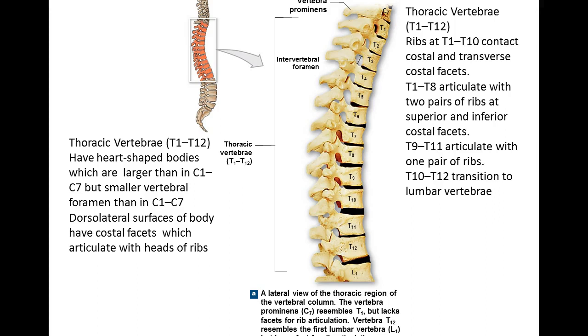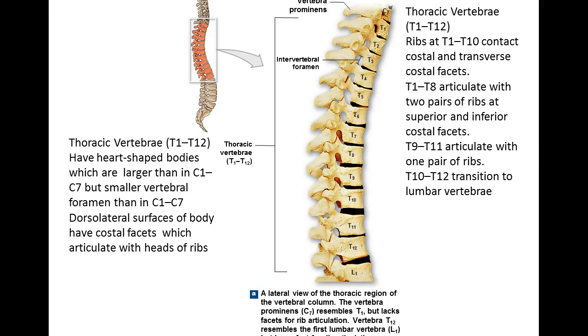The thoracic area is interesting because, again, this is where the ribs come in. So the thoracic area is T1 to 12. They have heart-shaped bodies. Isn't that cute, since that's the area where you have your heart and your lungs? Larger bodies than the cervical, but not as big as the lumbar, and a smaller foramen. And then you do have these costal facets that articulate with the heads of the ribs.